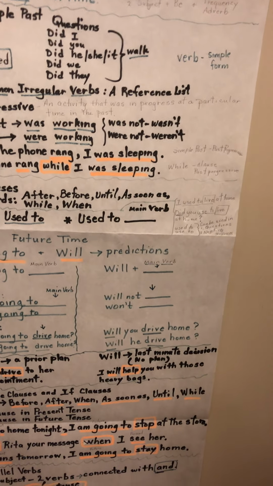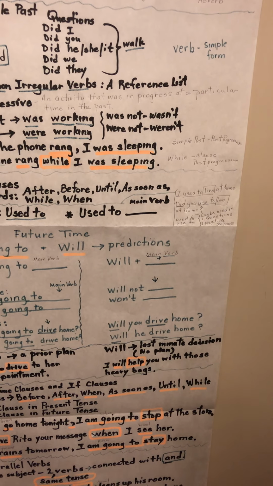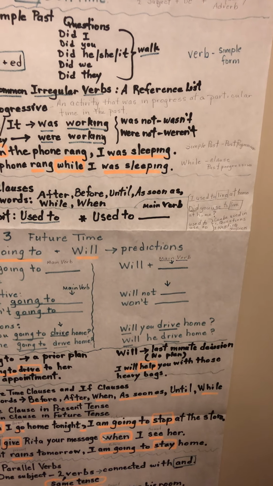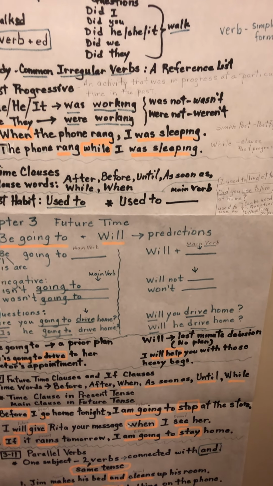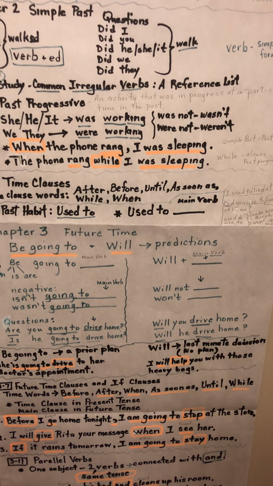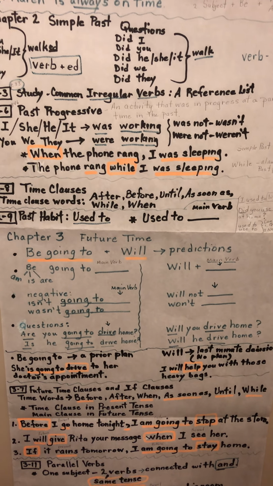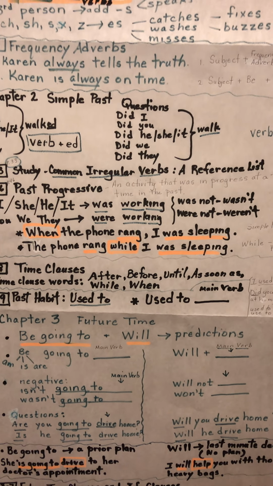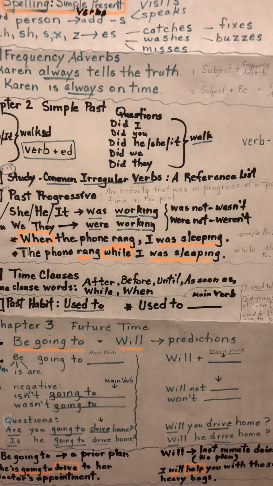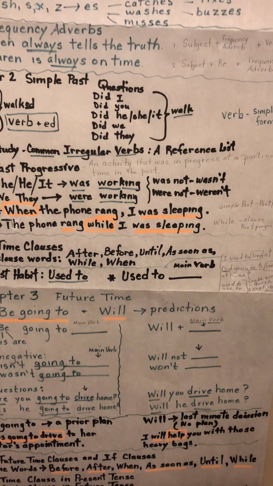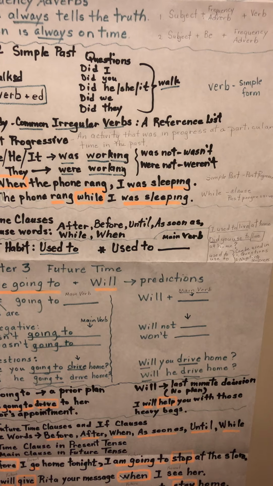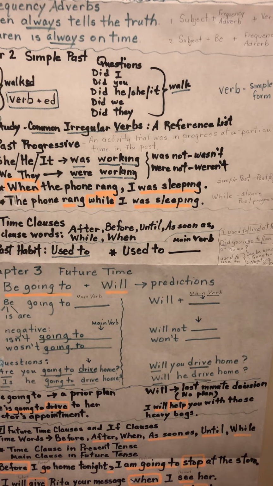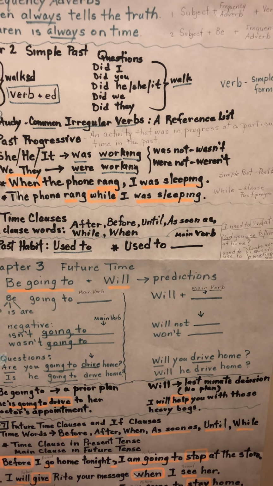When we use the verb will, what follows? Simple form of the verb. If we want to make it negative, we use will not. And the contraction for will not is won't. Will you drive home? Will he drive home? Notice that the verb drive is in simple form.